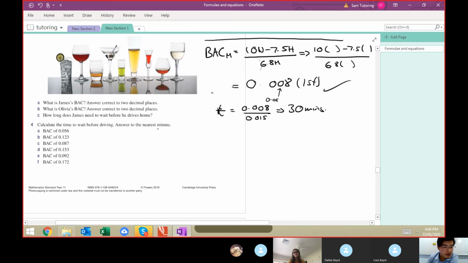Oh, look, this is perfect. Question 4 is nothing but calculate the time. Calculate the time to wait before driving to the nearest minute. I tell you what, these examples here are very, very simple. I'll make them a little bit more situated, more like exam style questions. What I'll do is let's just take the most extreme value.